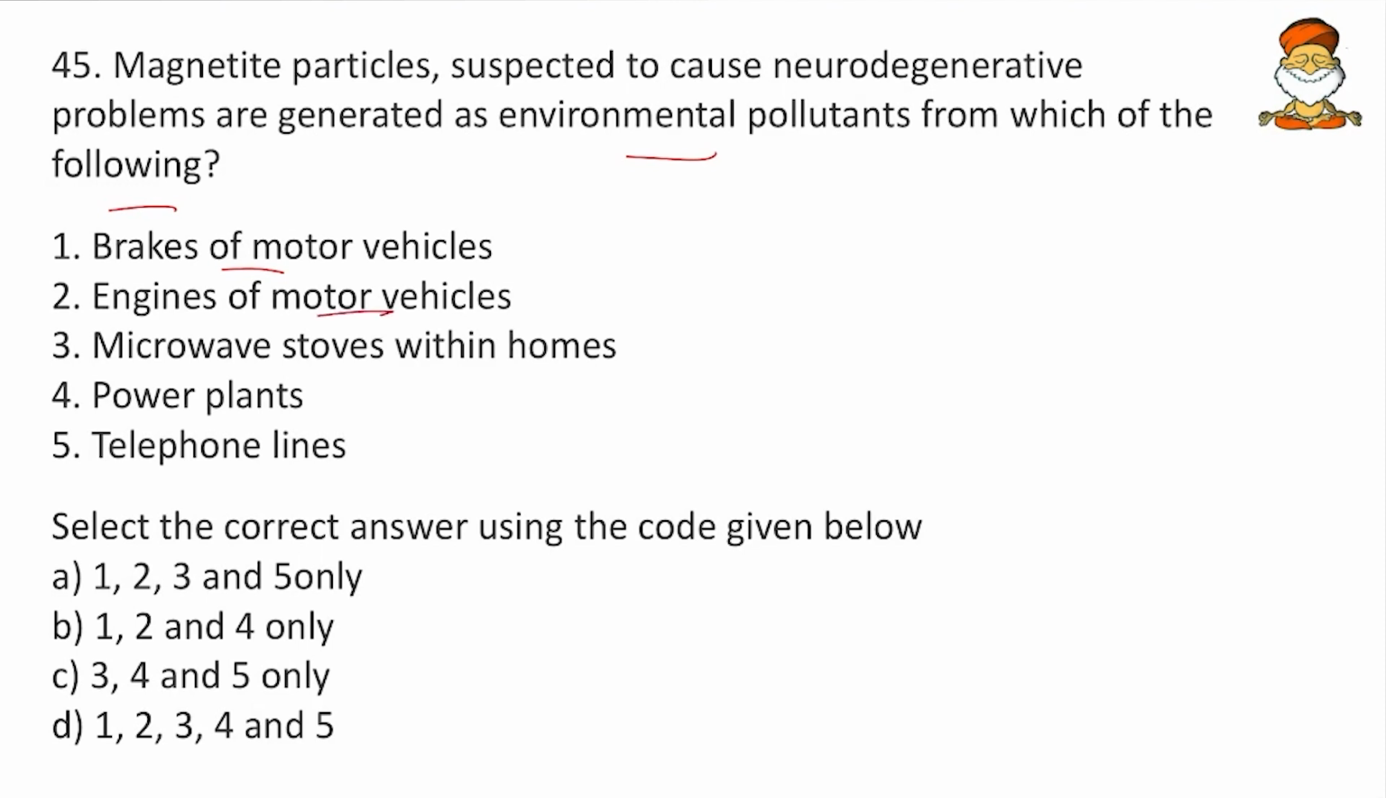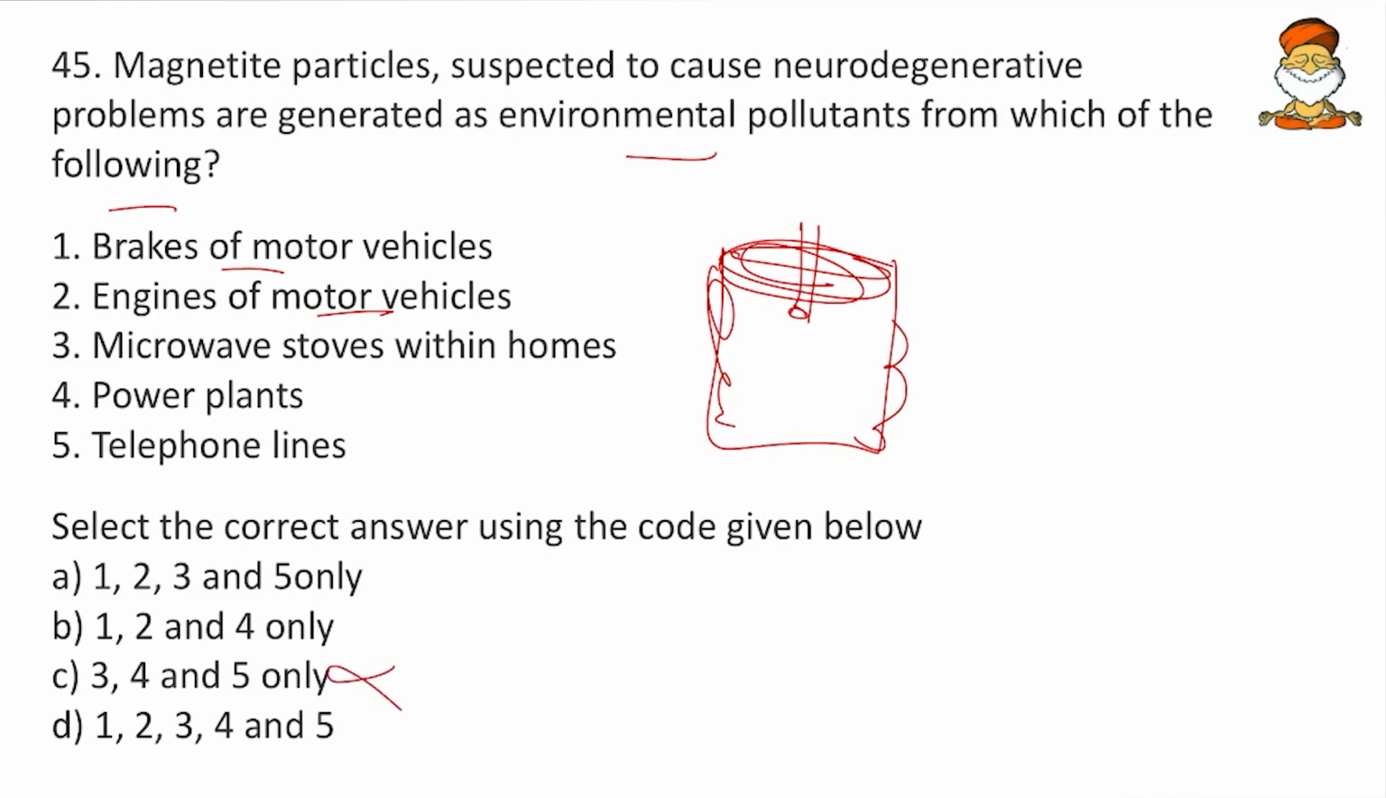And then engines of motor vehicles. We have discussed during the leaded petrol discussion how an engine works. It has a container and a shaft. In the movement of this container and shaft, we have rubbing here and again the magnetite might be released. So 1 and 2 should be there, and search for 1, 2. So A, B, C, all of them have 1, 2. So we could eliminate only C.